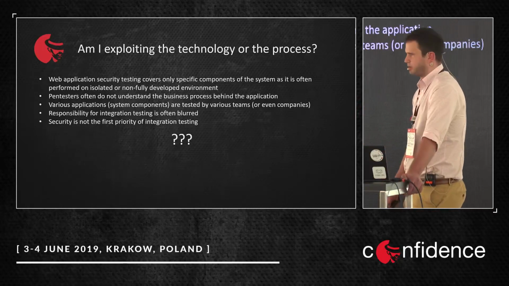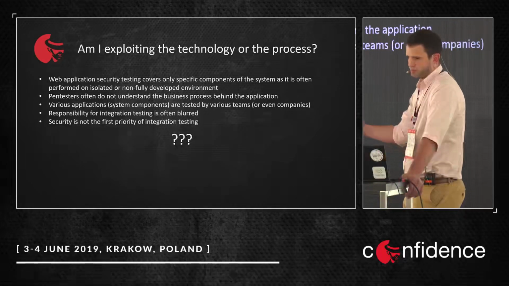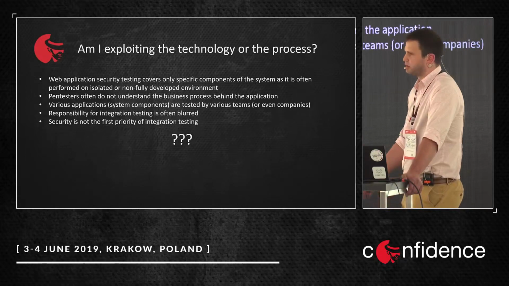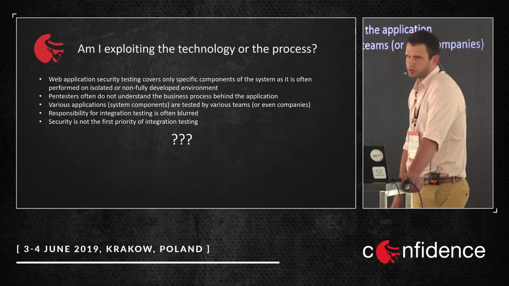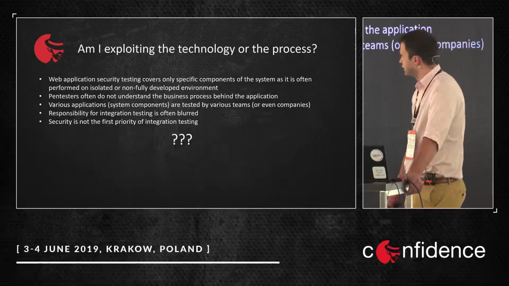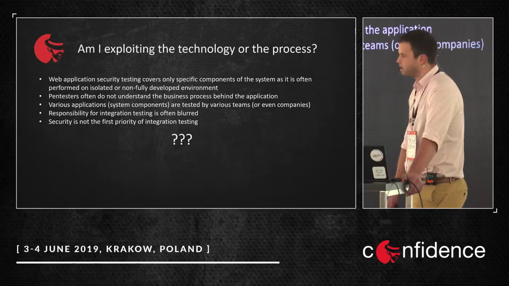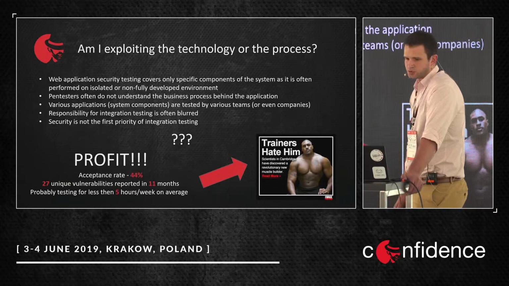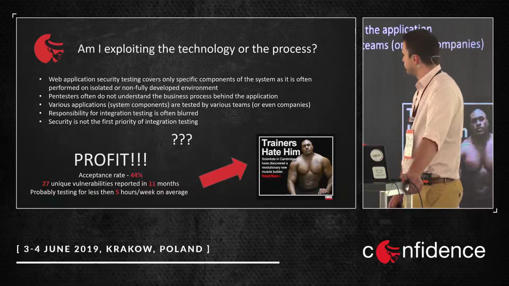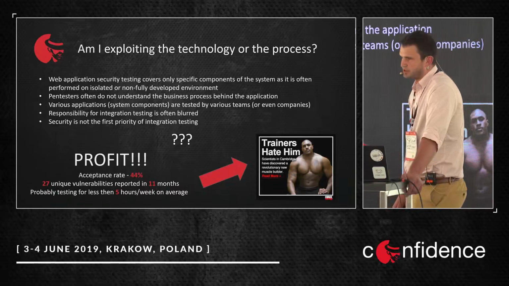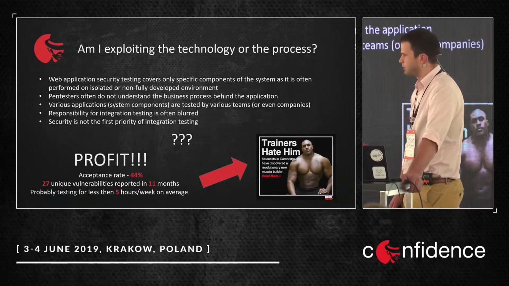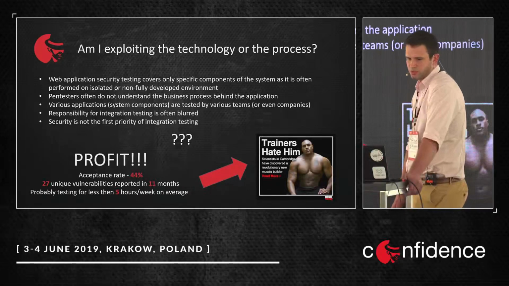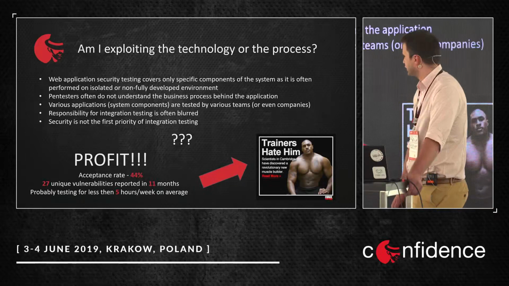So that was the hypothesis or the methodology that I decided to do a little bit of research on. I decided to hunt for bug bounties in some web applications, having this mindset in my mind, and it resulted in huge profit, because the acceptance rate changed, so it was over 44%. Usually the acceptance rate for these bug bounty programs is probably lower than 5%. So I was able to report 27 unique vulnerabilities in 11 months, not wasting too much time on that.